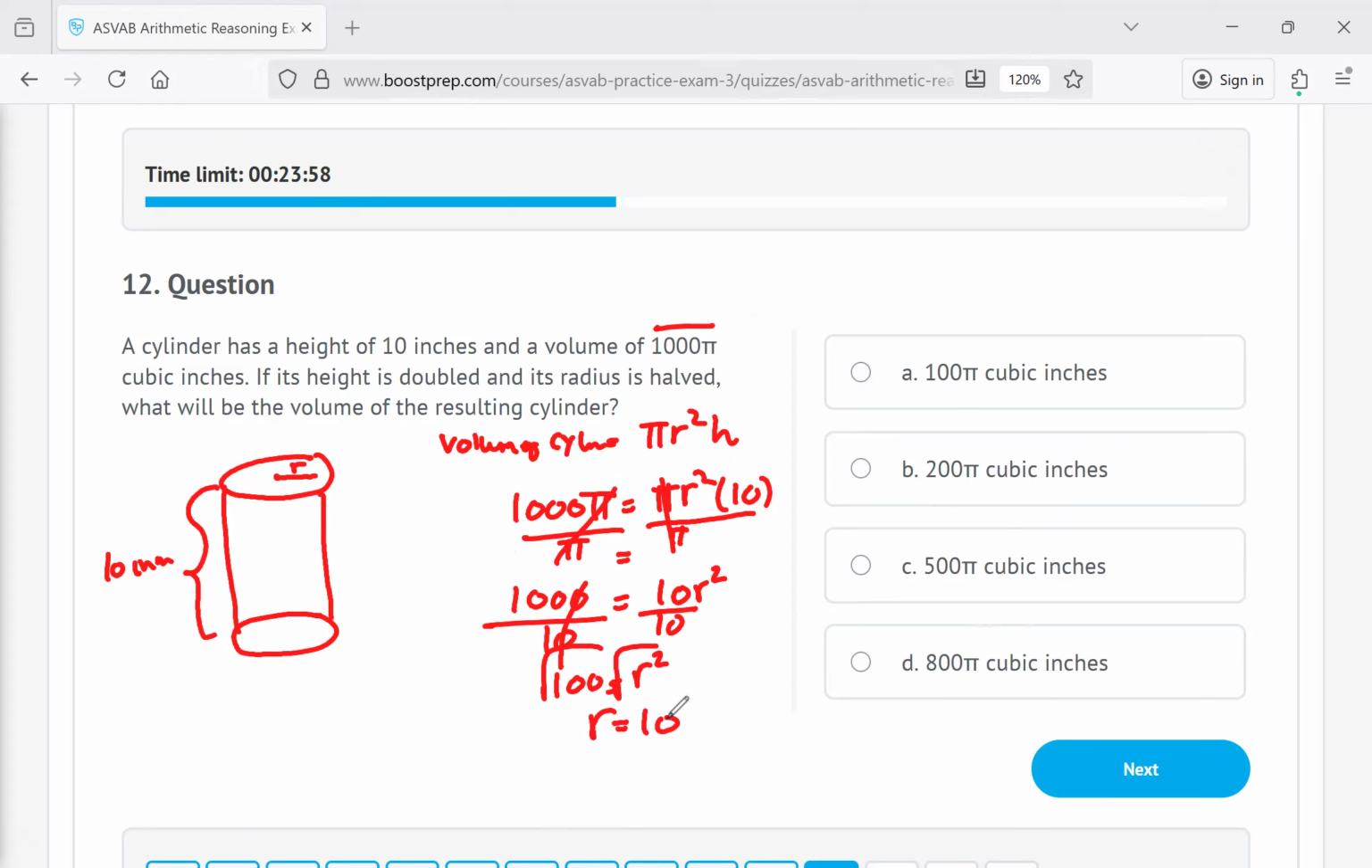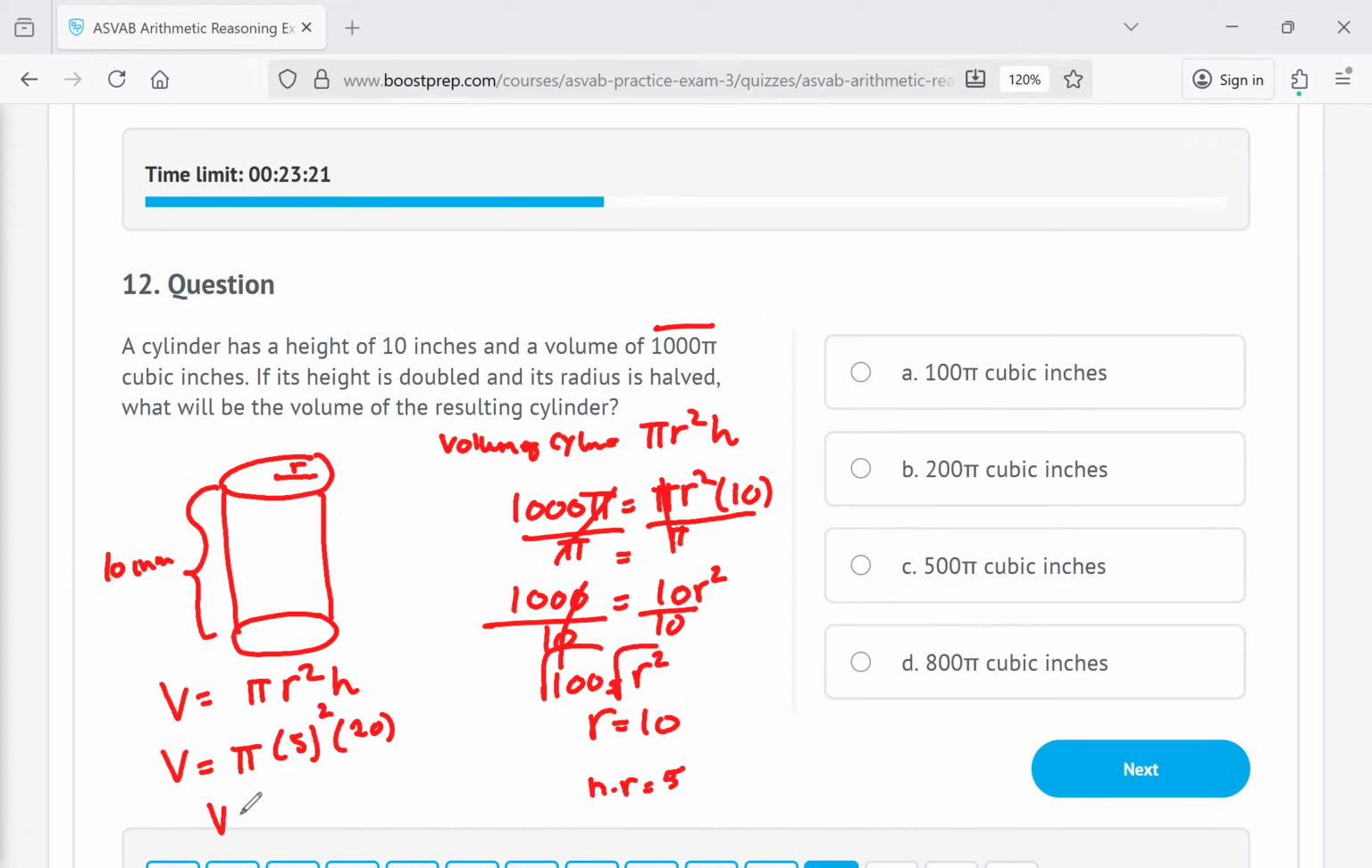Okay. Now what we're going to do is find the new volume. So the new volume says if its height is doubled, so what was our original height? It's going to be pi r squared times h. Our original height was 10, so the new height would be, what's double of 10? 20. And the radius is halved. So what was our old radius? It was 10. So the new radius is half of 10, which is 5.